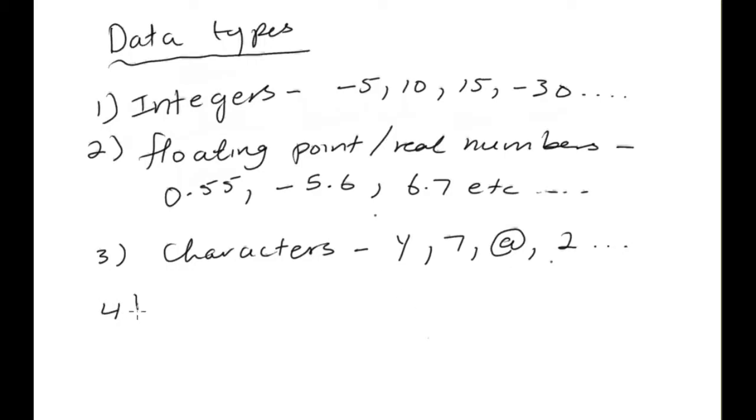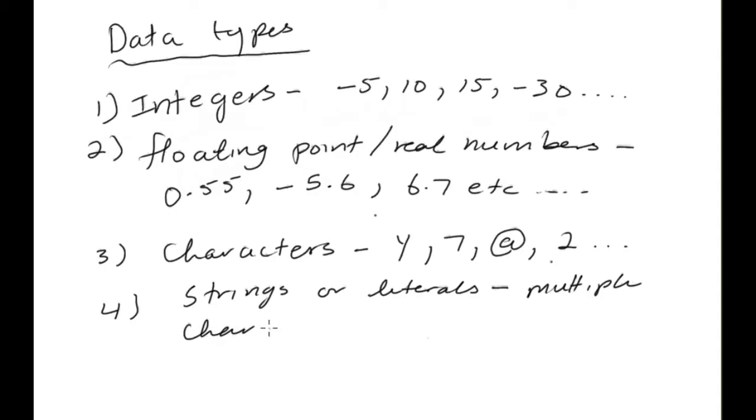Now the last one is strings or literals. Now these are basically multiple characters. Alright. Now if I have Maya, this is a combination of the characters M, Y, and A. So when I put them together, I have multiple characters, and these are called strings. Okay.